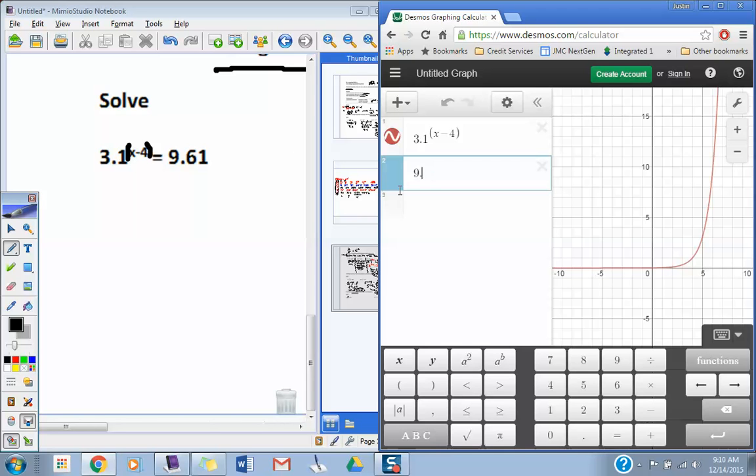Alright, so what you're going to have to do for that value right here, guys, let's get in the habit of doing this. Type in y equals each time. So in the first one, I've got y equals the left side. And then over here, I'm going to type in y equals the right side of 9.61.